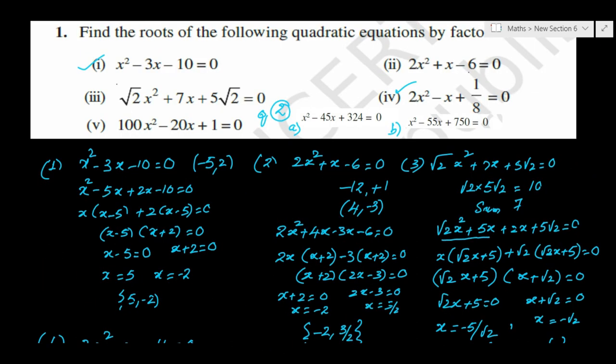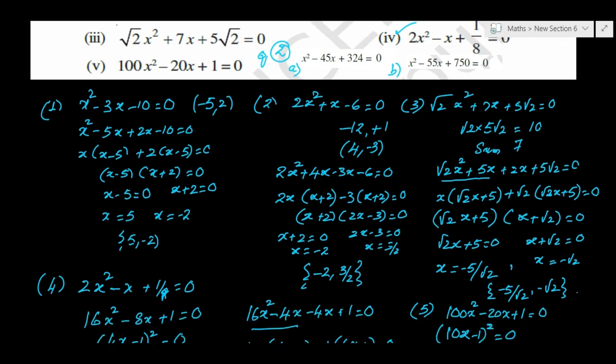Now, in the second question, it is given that we solve the equations from Example 1. I have noted the Example 1 equations: x square minus 45x plus 324 is equal to 0, and the second one is x square minus 55x plus 750 is equal to 0. So, let's do the first one.